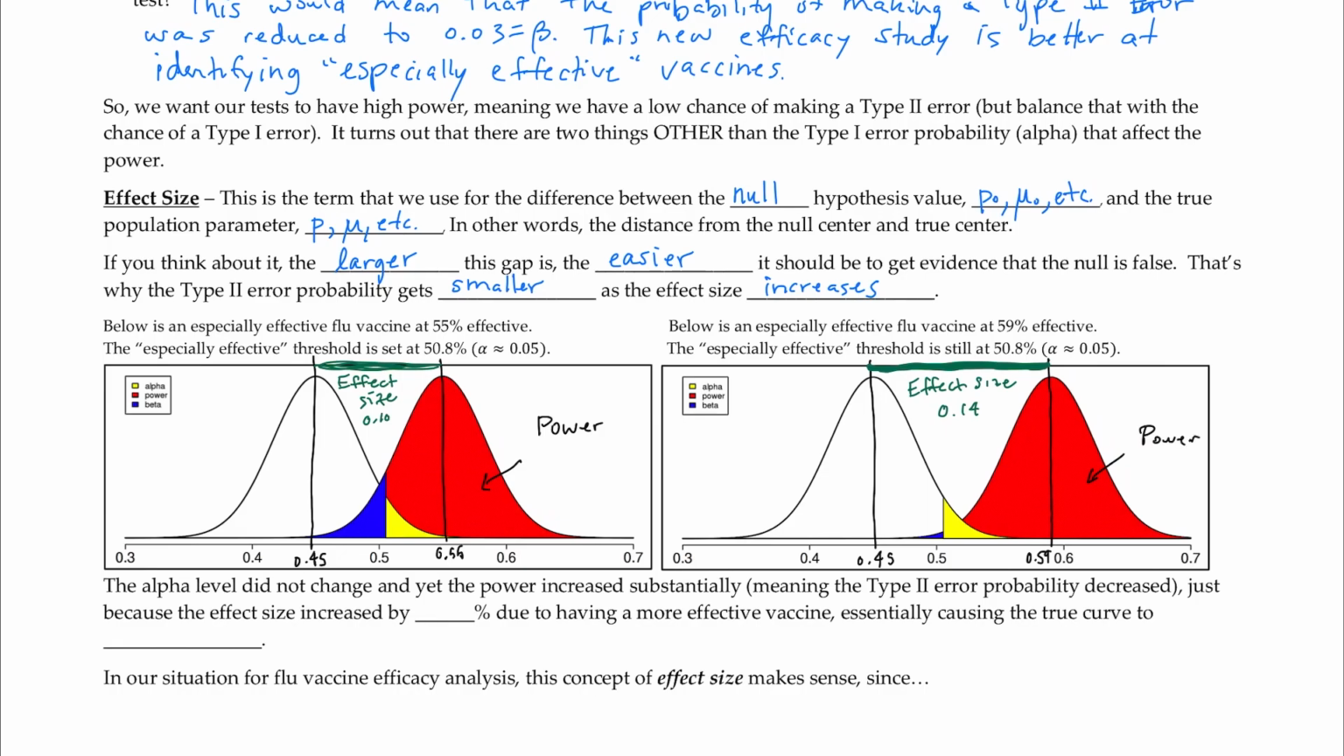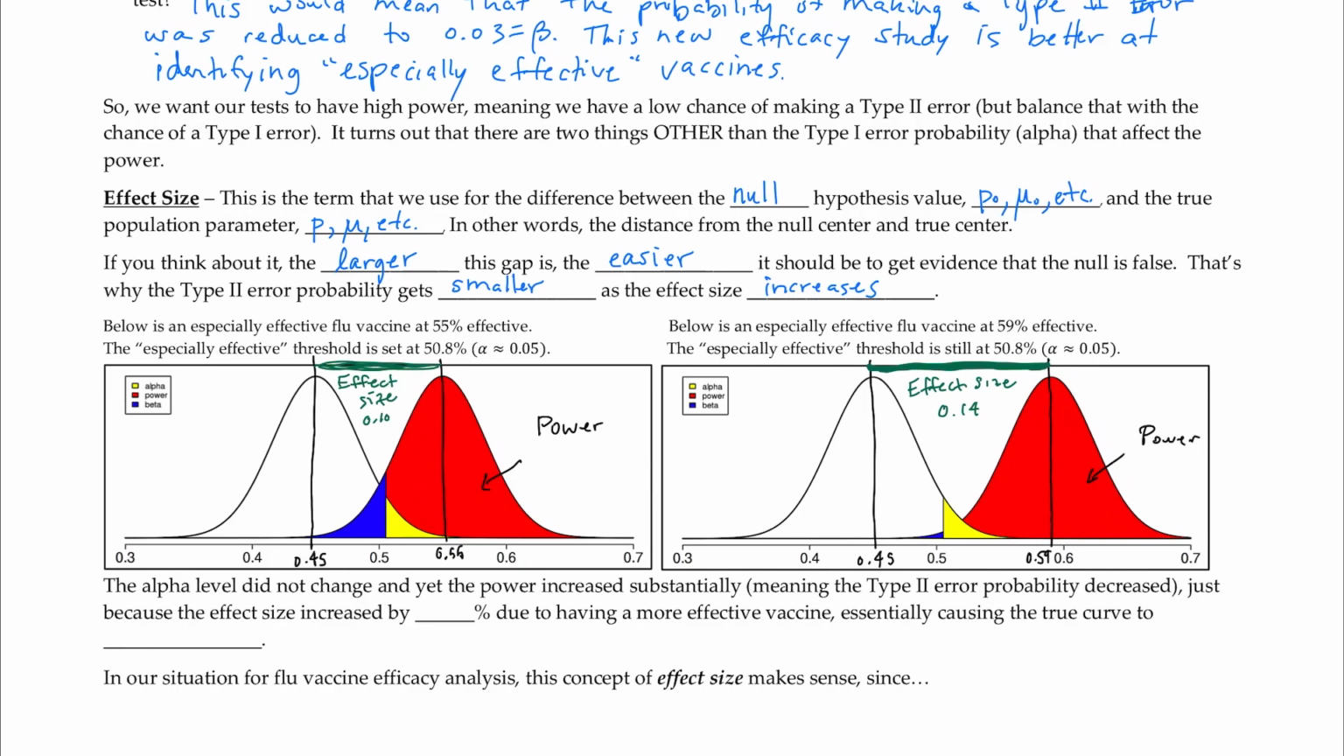You can see how the power has increased. The red area has increased when the effect size is larger. The effect size of 14 on the right-hand side has way more red area to it because there's not as much overlap between our two different distributions. There's less overlap, and thus there's more chance you get a sample that would help you correctly reject the null hypothesis.